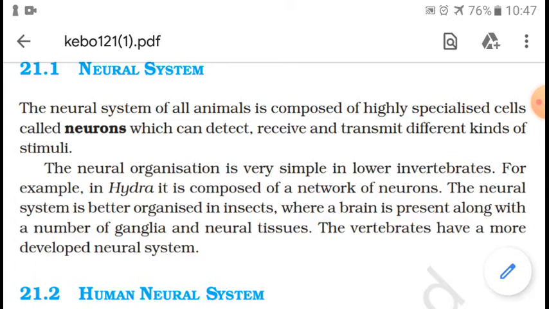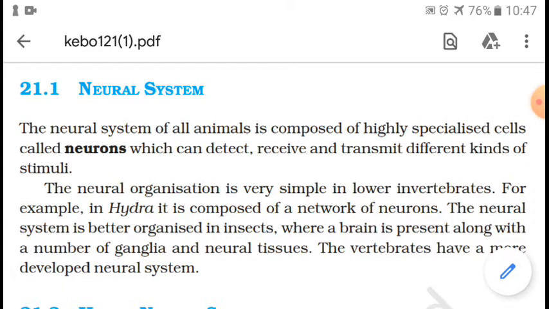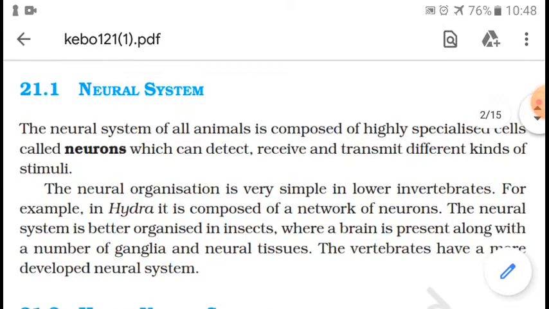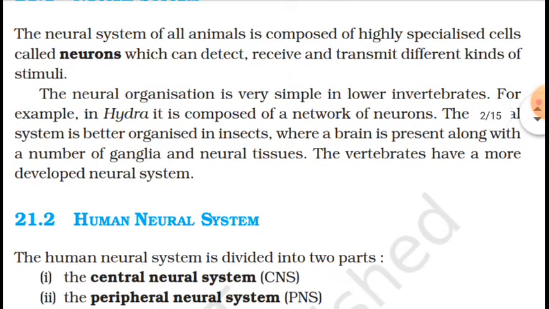If we talk about vertebrates, they have a more developed, or well-developed, neural system. It is made up of the brain, spinal cord and nerves: cranial nerves arising from the brain and spinal nerves arising from the spinal cord. So from primitive to well-developed organisms, a neural system, or a system working like a neural system for coordination, is present. In higher organisms, it is well developed.